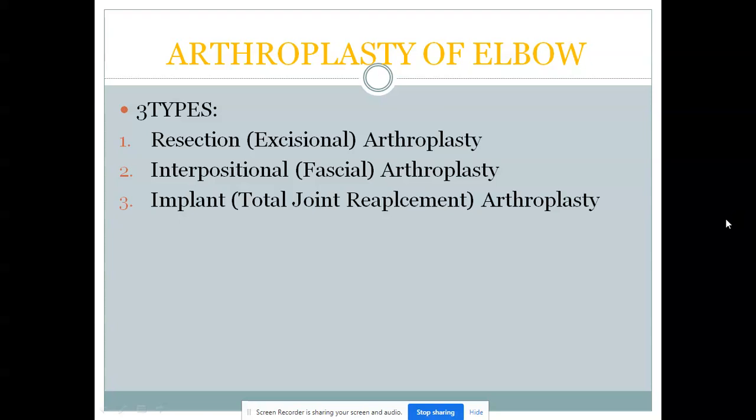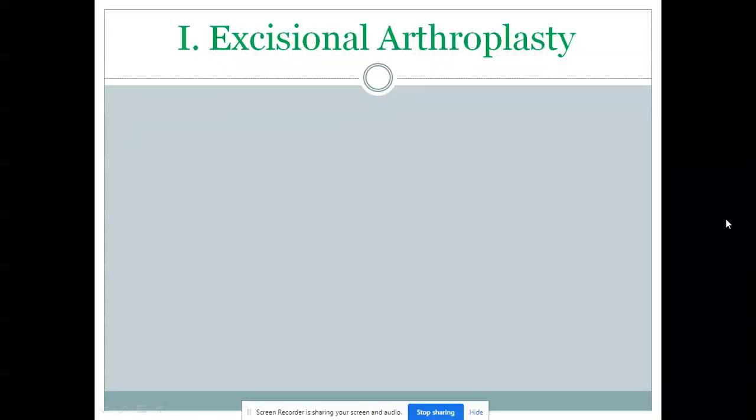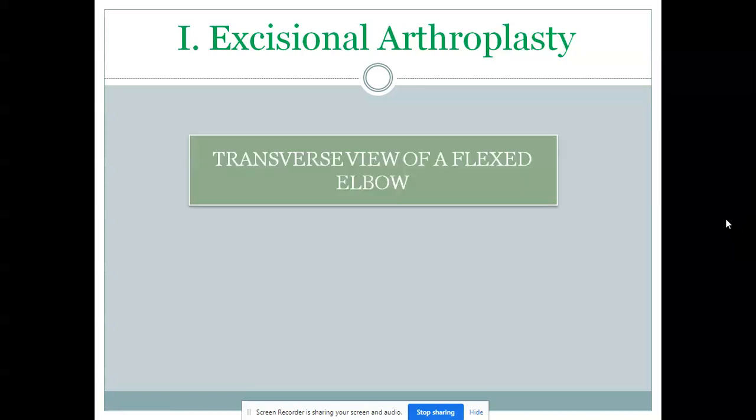Coming to arthroplasties of the elbow. There are three types of arthroplasties of the elbow: resection, interpositional, and implant. Let's look at each of them. First one, excisional. When we are talking about excisional, something is cut or something is removed, as we already saw in one of the arthroplasties before.